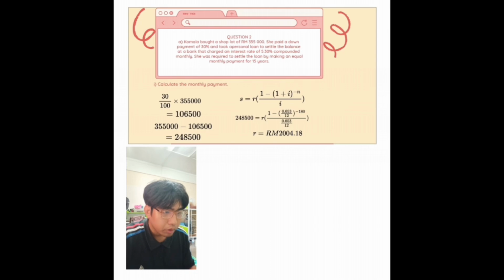Calculate the monthly payment. To answer the question, we need to multiply 30% by 355,000 to get the value to be used in the formula, which is 248,500. After that, we use the formula and substitute the numbers. For example, 1 minus (1 plus 0.053 divided by 12) raised to the power of negative 180. Then divide that by 0.053 divided by 12, and finally divide that result into 248,500. So the final answer is 2,004 ringgit and 80 cents.